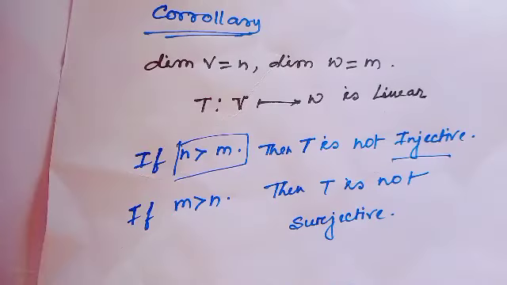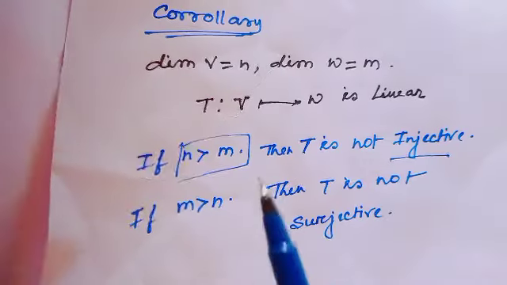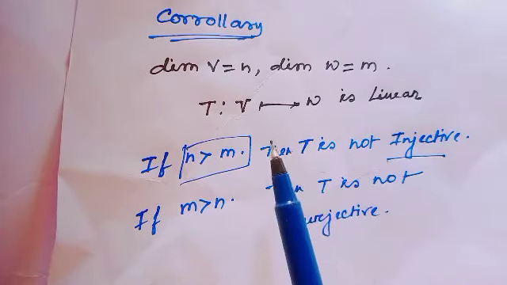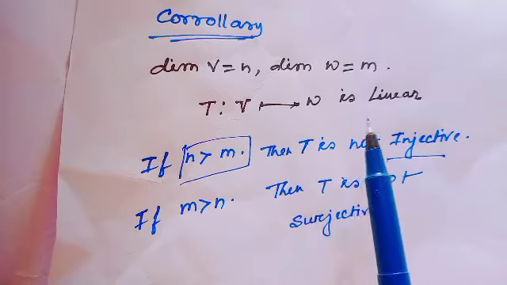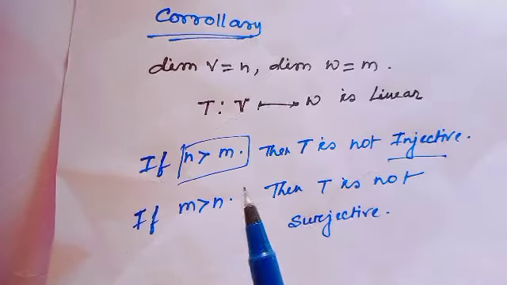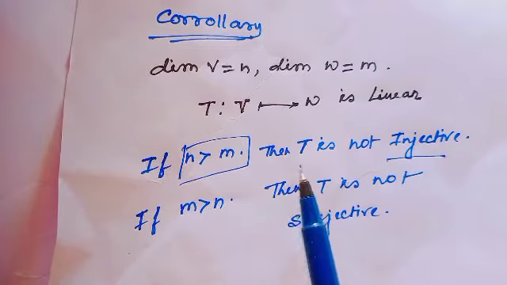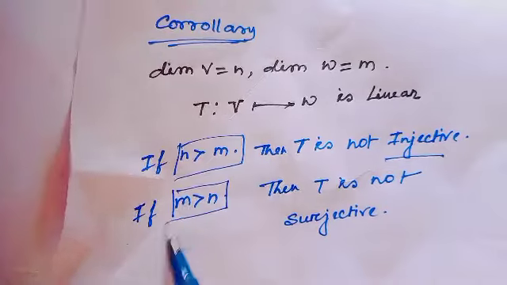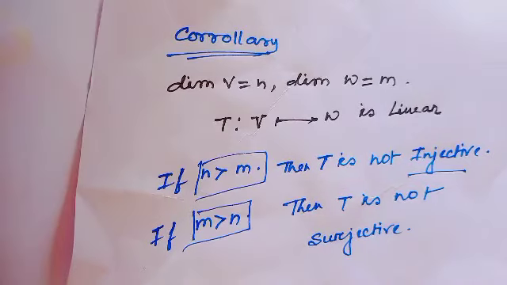And there exists a nice corollary. Consider the dimension of V equal to N and the dimension of W equal to M, and T a linear transformation from V to W. If N is greater than M, then T is not injective. And if M is greater than N, then T is not surjective. Are you getting? This is the condition for a linear transformation to find whether this mapping is 1-1 or onto.